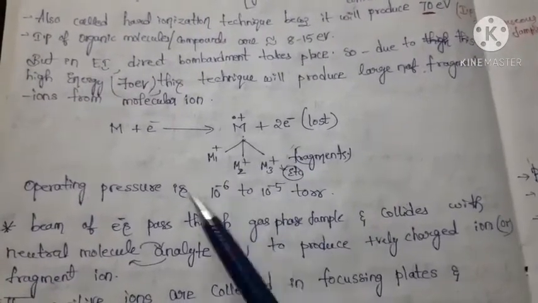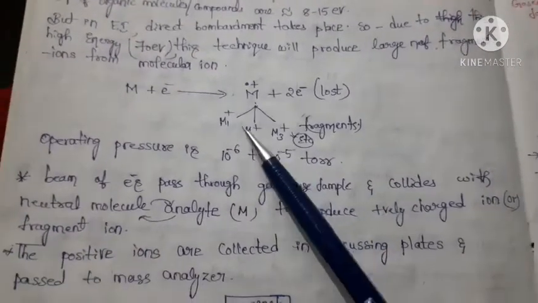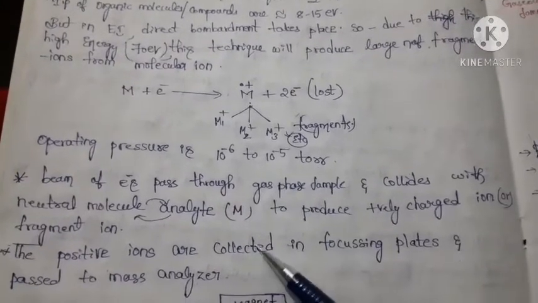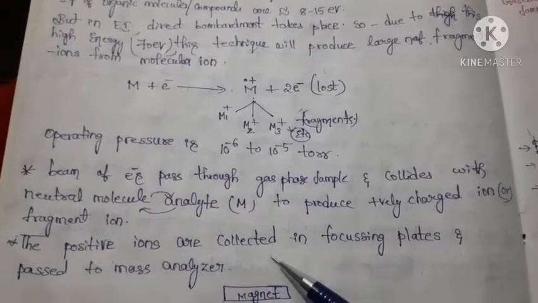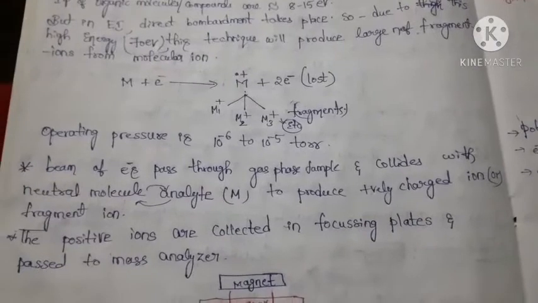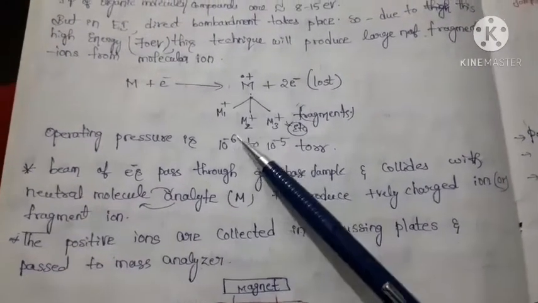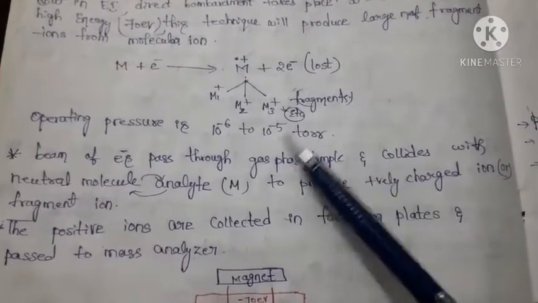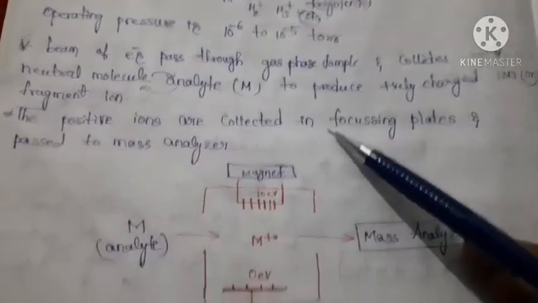So the collision with the neutral analyte molecule will occur to produce these positively charged ions or fragment ions. Next, these positive ions are collected in focusing plates and passed to the mass analyzer. The positive ions or fragment ions are collected in the focusing plates.